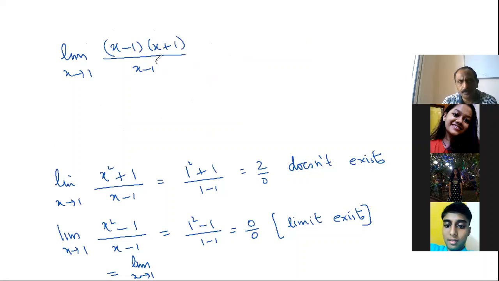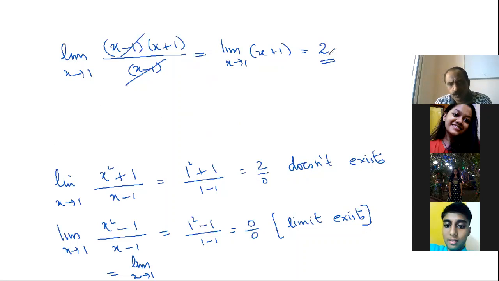Both numerator and denominator will have it. If x is tending to 1, their difference will be the common factor. Now what you do is cancel the common factor and apply the limit. And your answer is 2. Followed the method? Yes, sir. Now we'll practice on this type of question.